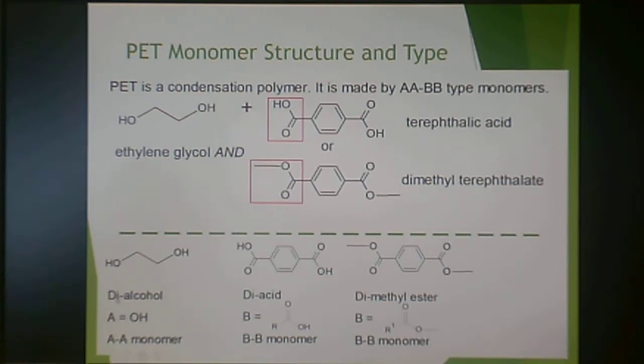So in this case, your dialcohol is your ethylene glycol, and this is your AA monomer. Your diacid, if we're talking about the direct polycondensation, is the terephthalic acid, or the dimethyl ester, which is dimethyl terephthalate, for the transesterification reaction. So in either case, these are your BB monomer. The OH group reacts either with the acid or with the dimethyl ester. So this is your AA monomer in each case. Depending on which type we're doing, your BB monomer, commercially speaking, is usually a diacid, but in the past it has been this dimethyl ester.